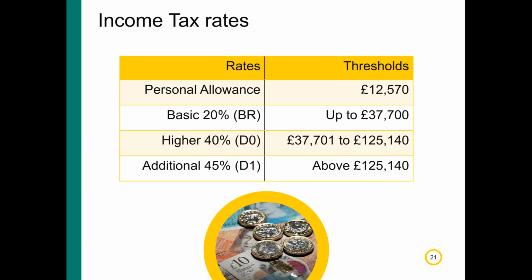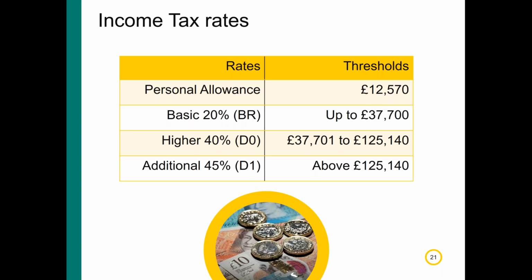After the personal allowance of £12,570, tax is then charged at basic rate 20% up to £37,700. Then higher rate, 40%, from £37,701 to £125,140. And finally, additional rate, 45%, above £125,140.